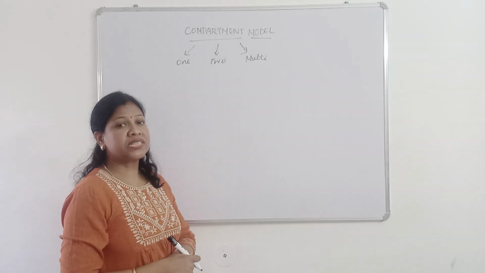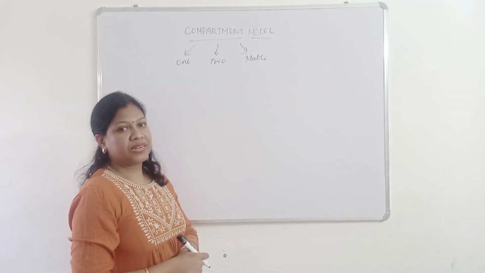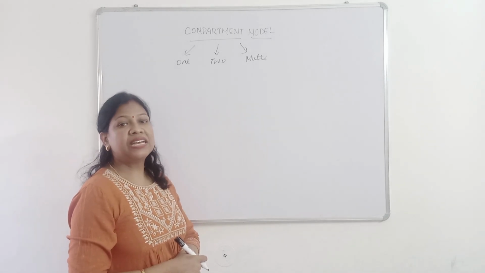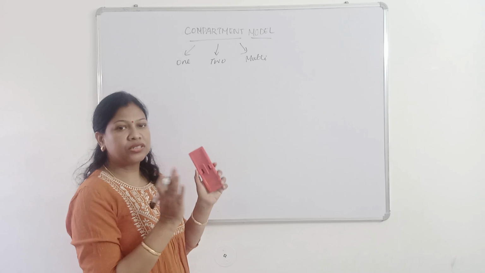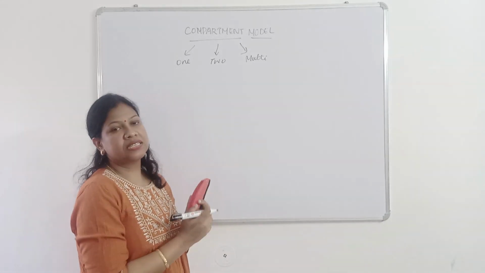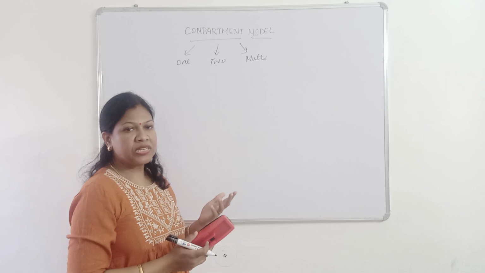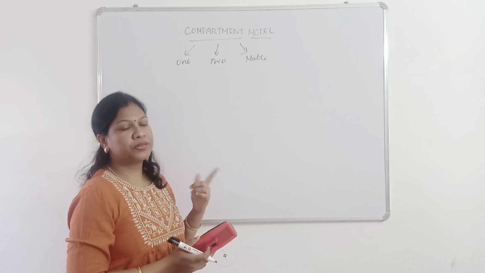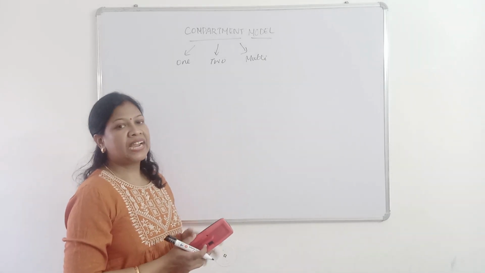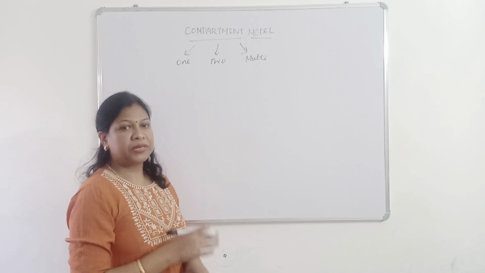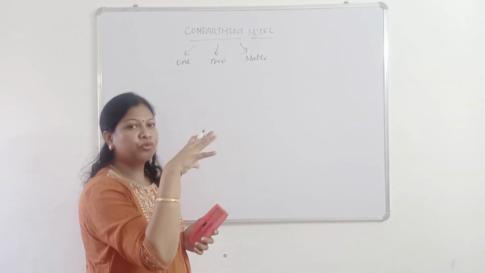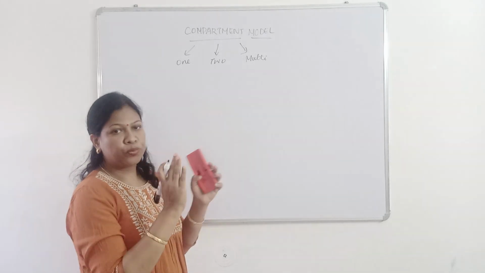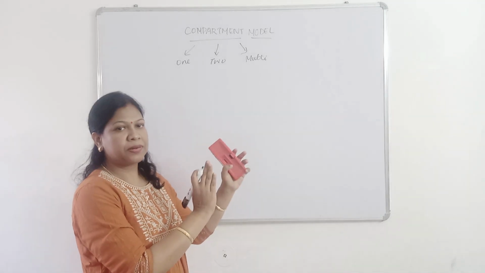On what basis are the compartments classified or divided? It depends upon the similarity in the tissues. All the tissues which have similar properties. Mainly, which properties are to be considered? One is the blood flow, that is perfusion to that particular organ, and another is the permeability of the drug to that particular organ. How much blood flow is moving to that particular organ. If blood flow is the same to some group of tissues, they will be placed in one compartment.